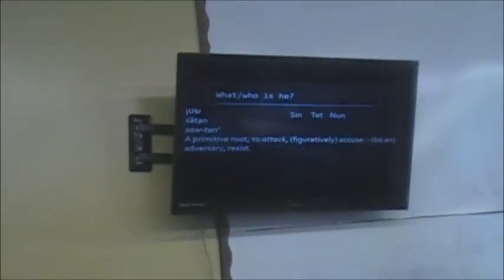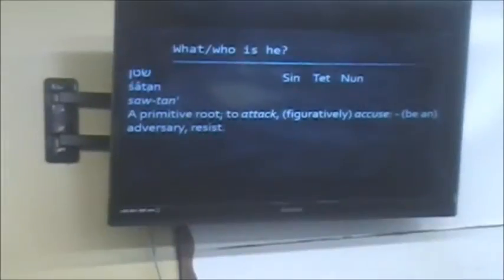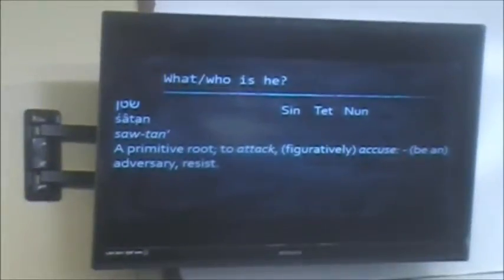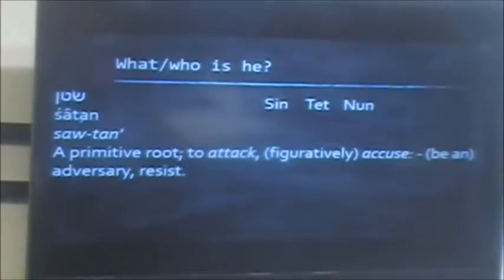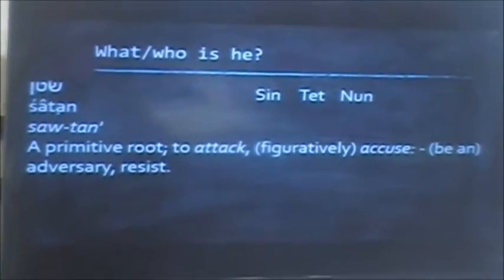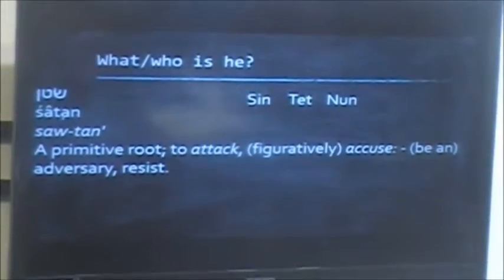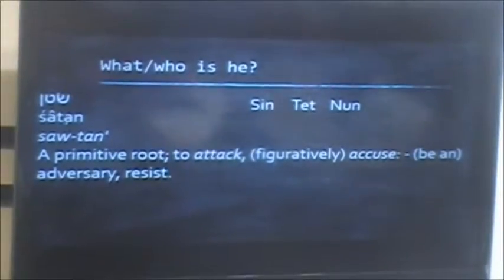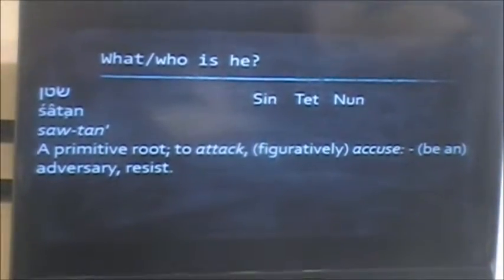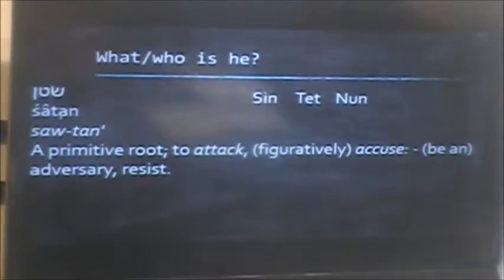But the first thing we did was look at who the enemy is, right? We looked at Satan, and the word means to attack, or to be an adversary, or to resist. It's comprised of the 3 Hebrew letters sin, tet, nun. And remember, the difference between the sin and the shin is that the sin has a vowel pointing over the left side, so it's pronounced with the s sound versus the sh sound.